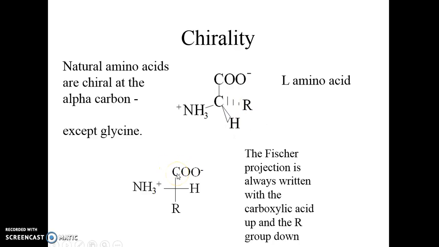In nature, all of the amino acids are L amino acids, except for a very few unusual ones. In our bodies, all the amino acids that we use are L amino acids. And remember, all the sugars are D sugars. So the amine group is on the left. This amino acid shown here, the way we draw it in a Fischer projection, always has the carboxylic acid up, the R group down, and then for the L amino acids, the hydrogen is on the right and the amino group is on the left.